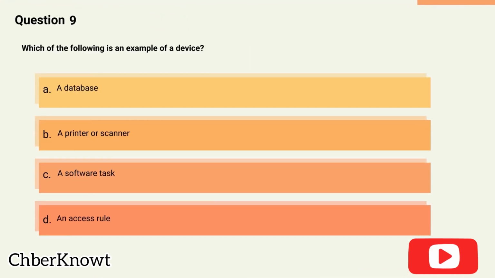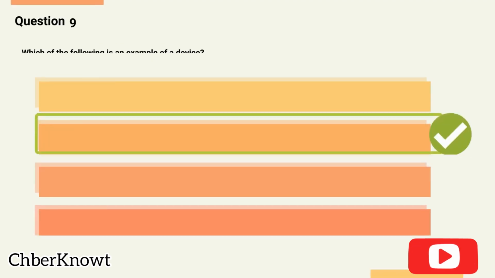Which of the following is an example of a device? Option A. A database. Option B. A printer or scanner. Option C. A software task. Option D. An access rule. The correct answer is Option B.